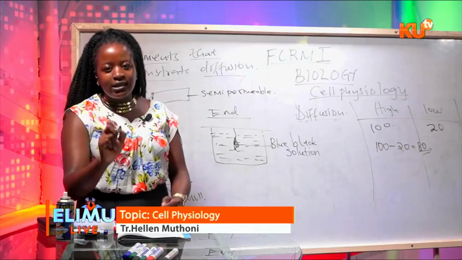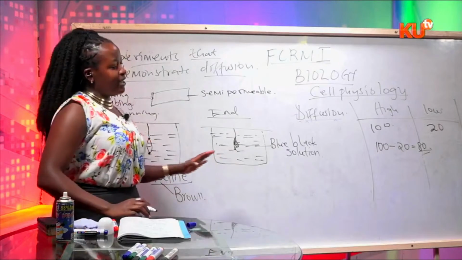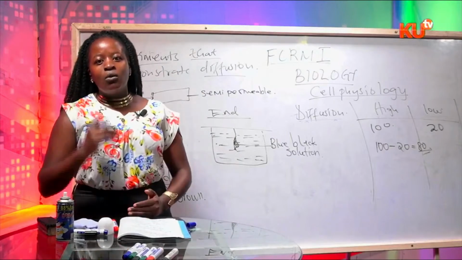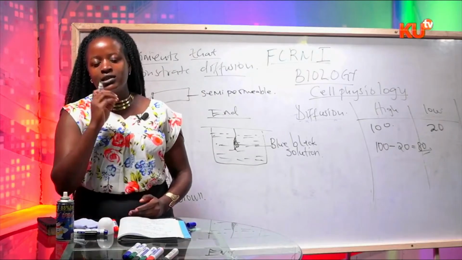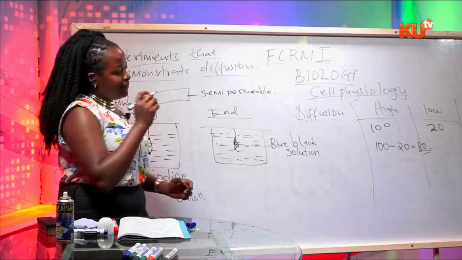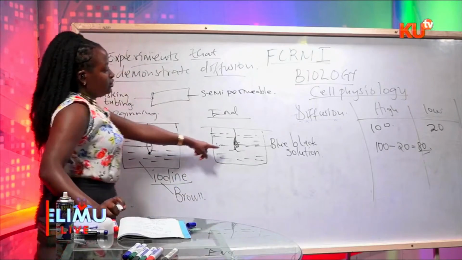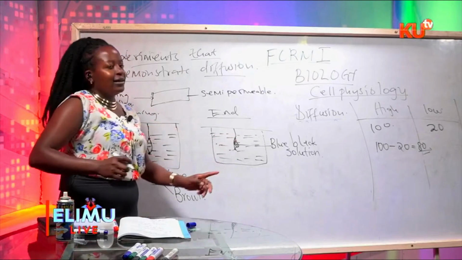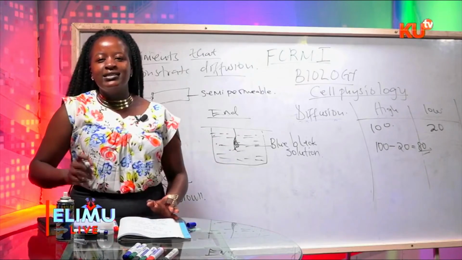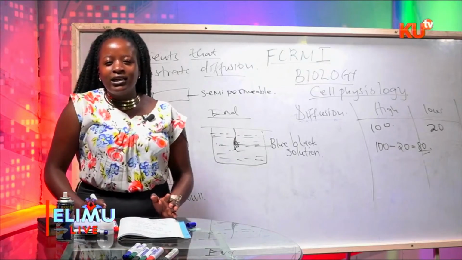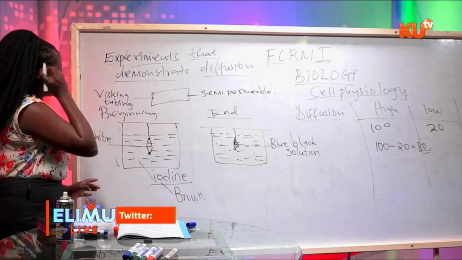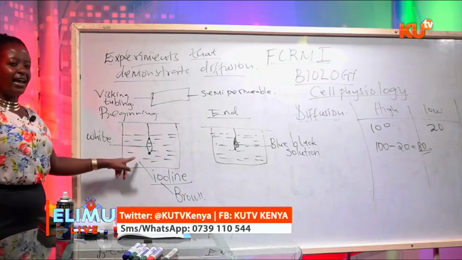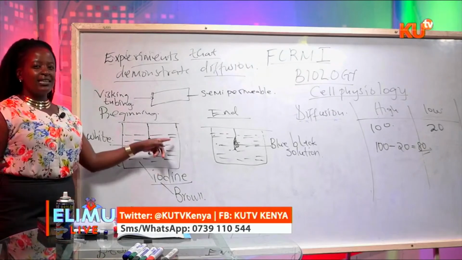What can you see? If you're given this experiment and if you do it practically in the laboratory, what are you seeing? That is the observation. So the observation will be the starch solution will turn from white to blue-black. And this means that iodine is in high concentration inside the beaker.